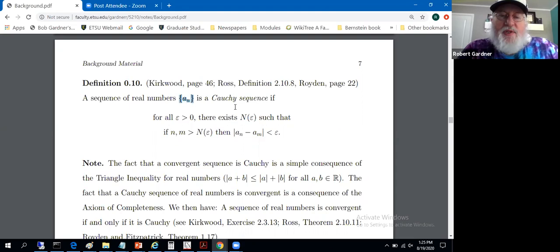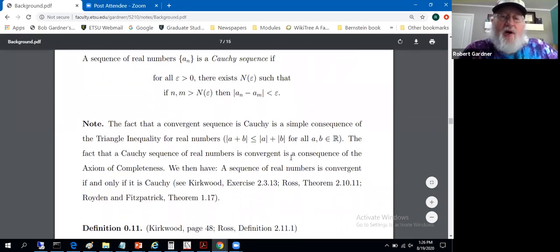A sequence of real numbers is a Cauchy sequence if, for all epsilon greater than 0, there exists a capital N based on epsilon, such that if n and m are greater than capital N, then the absolute value of a_n minus a_m is less than epsilon. Oh yeah, we measure distance in the reals with absolute value. So this says, you give me an epsilon greater than 0, I can find a capital N such that for values of the index beyond that capital N, the distance from a_n to a_m is always less than epsilon. So out there, when the indices get real big, these terms get close to each other.